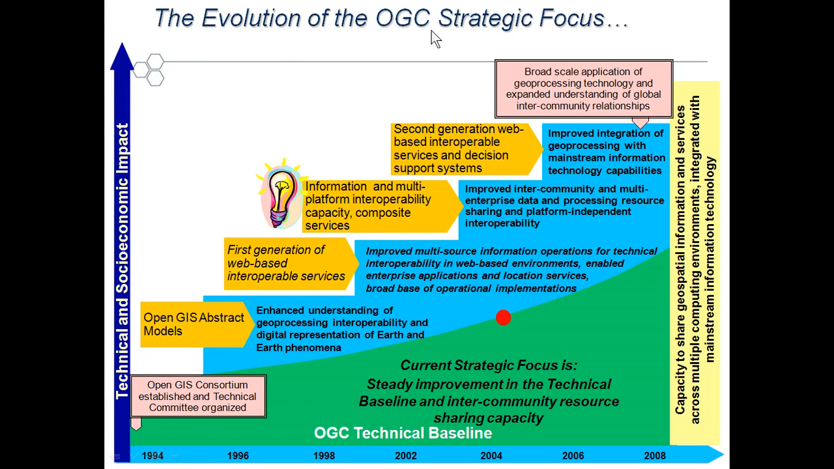So the evolution of OGC strategic focus, we have some technical and socio-economic impact also. In 1994 to 2008, from OpenGIS Consortium establishment to the broad scale application of geoprocessing technology and expanded understanding of global inter-community relationships. This is the growth. So this is the first generation web-based interoperable services, then information and multi-platform interoperability capability composite services, then the second generation web-based interoperability services and decision support systems.